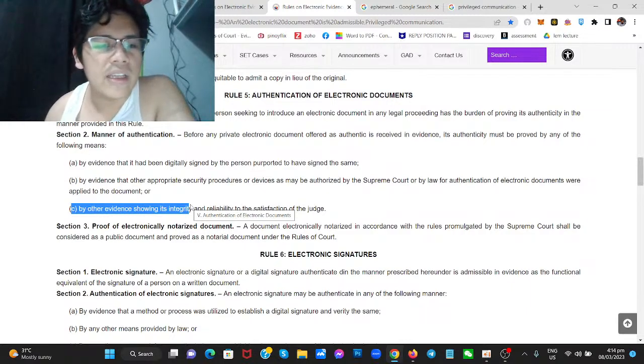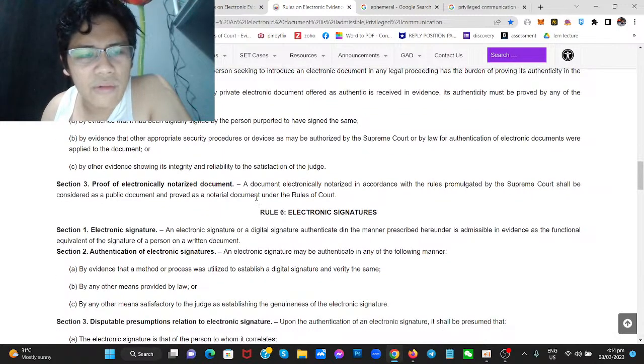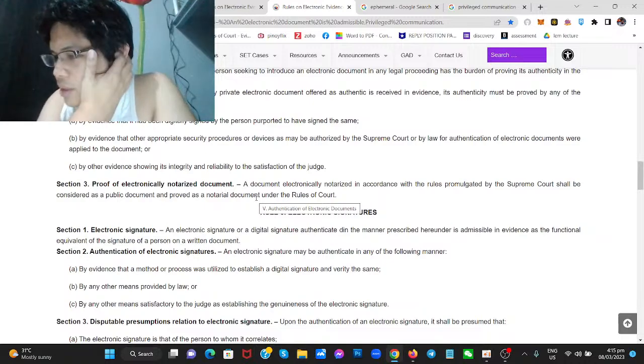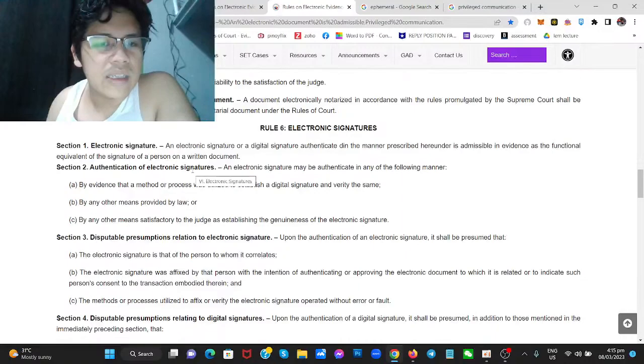Proof of electronically notarized document. A document electronically notarized shall be considered as a public document and proved as a notarial document under the Rules of Court. So, an electronically notarized document is still valid under the Rules on Electronic Evidence.